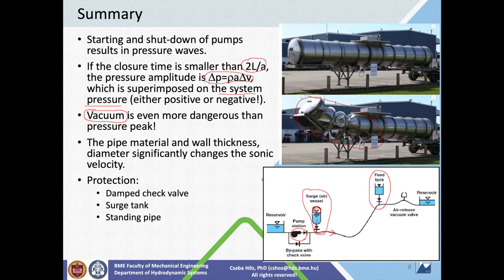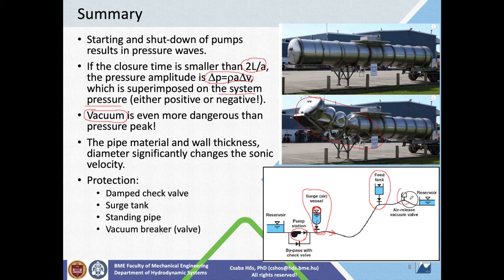A standing pipe is something similar. So the standing pipe is the same as the surge vessel, it's just open to the surroundings. If you have high pressures, then you will have inflow here, and it will dampen these high pressures. If you have vacuum or a low pressure situation, then it will feed water back into the system to compensate for the pressure difference.